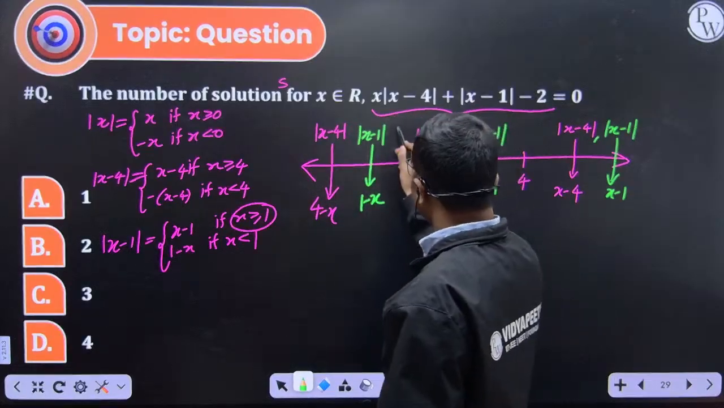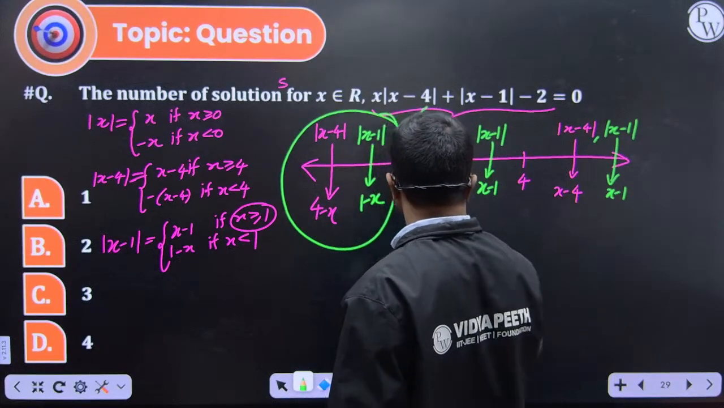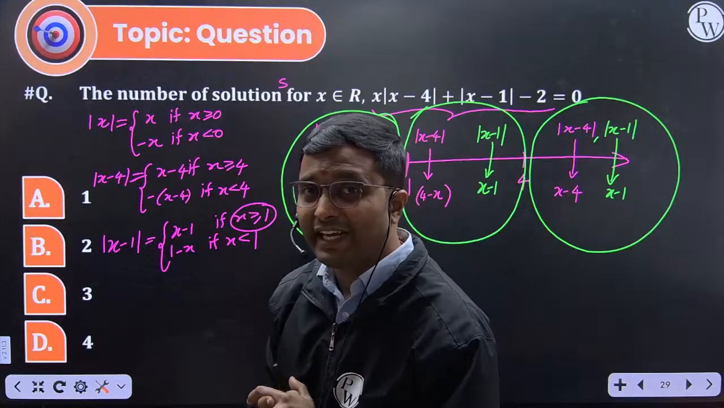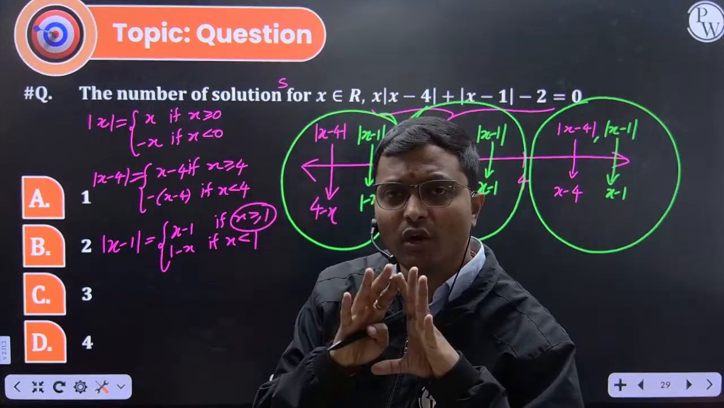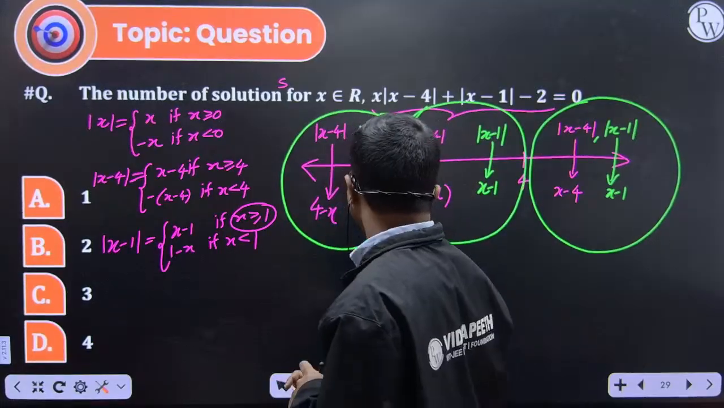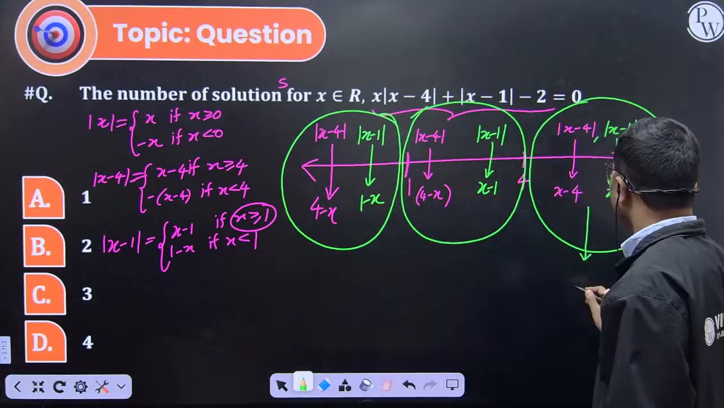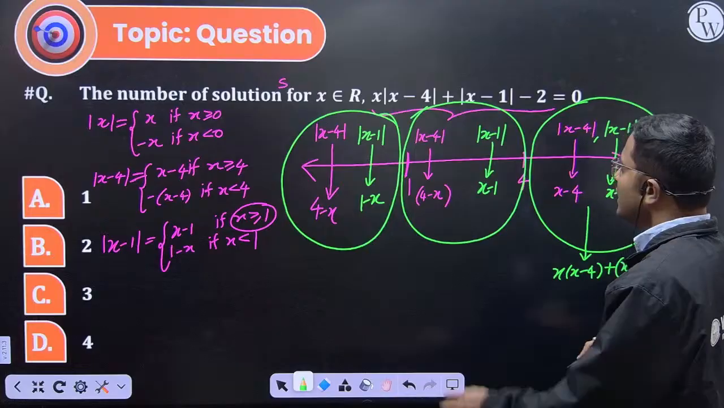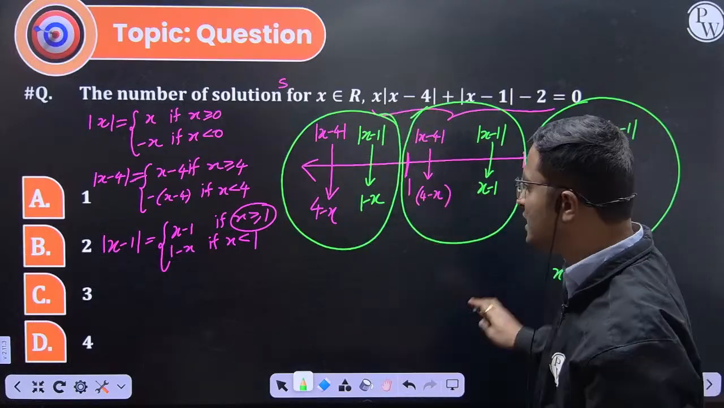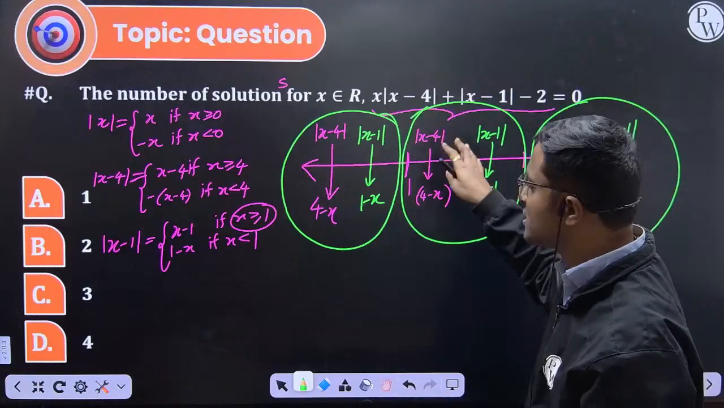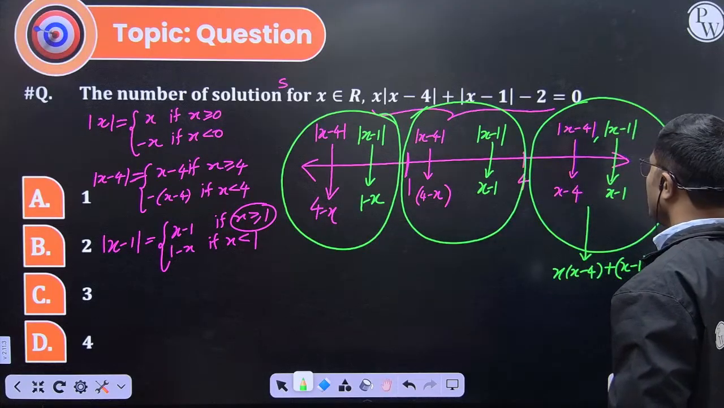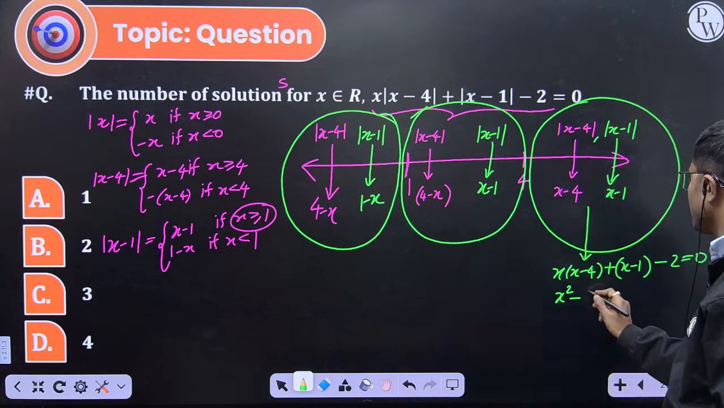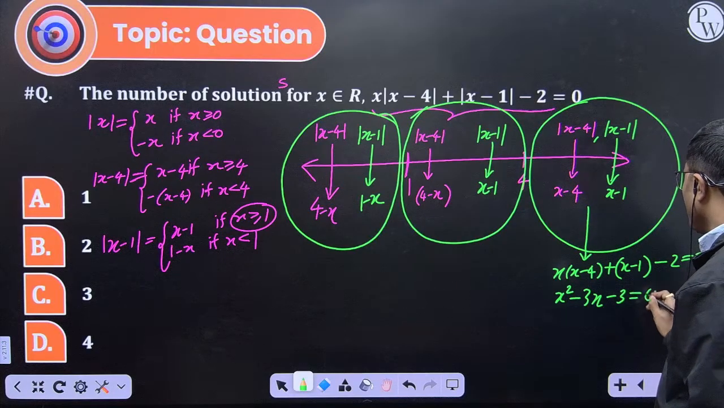So this is one region, this is another region, and this is another region. So 3 regions are there, and we are getting 3 quadratic equations. We have to solve those 3 quadratic equations. So let us go to this interval. What is the quadratic equation? x into x minus 4 plus x minus 1. Wherever there is modulus of x minus 4, in this interval I will put x minus 4, and in modulus of x minus 1 we will put x minus 1, minus 2 is equal to 0. So we get a quadratic equation: x square minus 4x plus x minus 3x minus 3 is equal to 0.